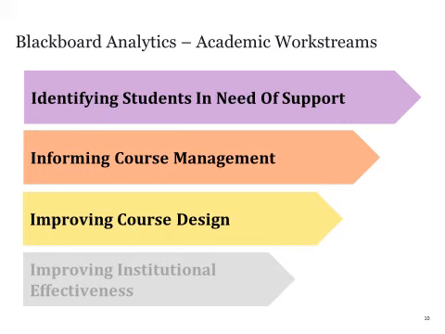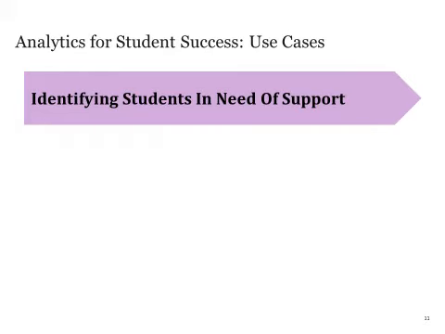Intentionally grayed out is the fourth area, which is about improving institutional effectiveness. And this often boils down to things like looking at the effectiveness and the need for training in your institution. So today, I'm going to be focusing on this area of identifying students in need of support.